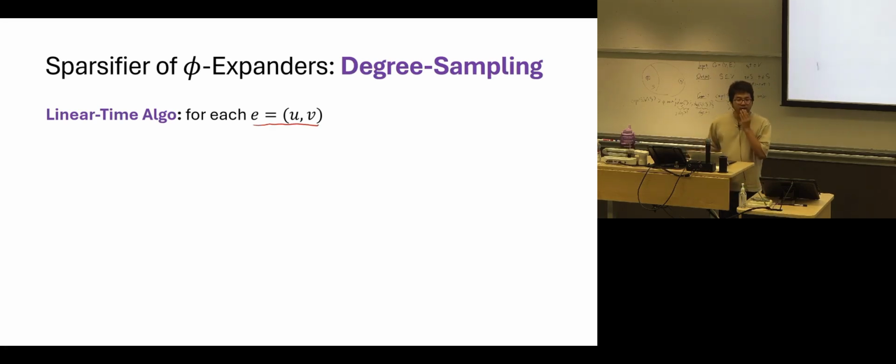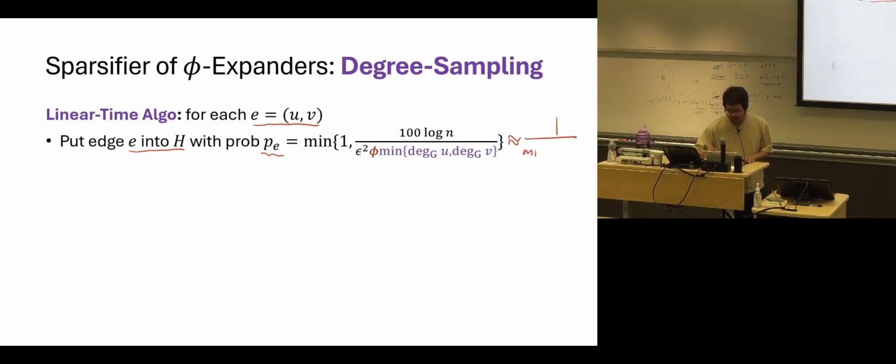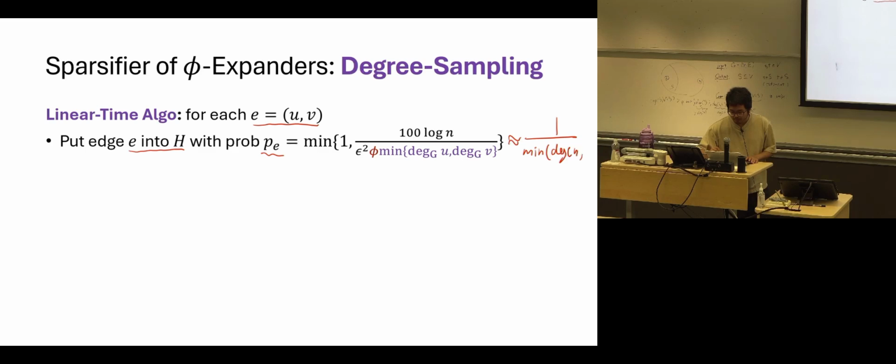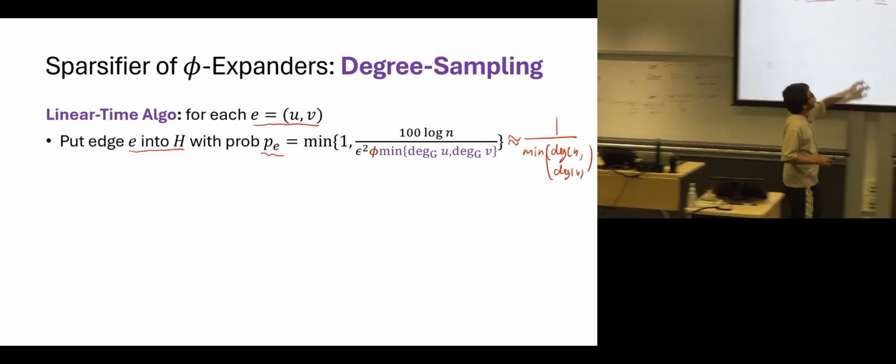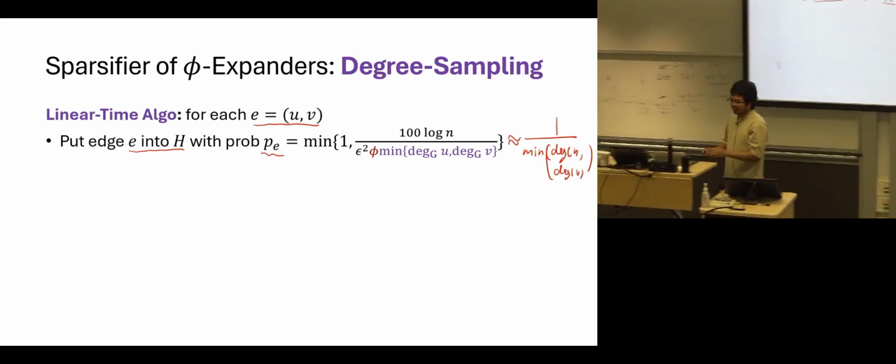Look at each edge UV. Then you sample this edge. You put this edge into your graph H with probability PE. And what's PE? It's something that looks like 1 over min of degree U and degree V, if you ignore all the constants and something like that.